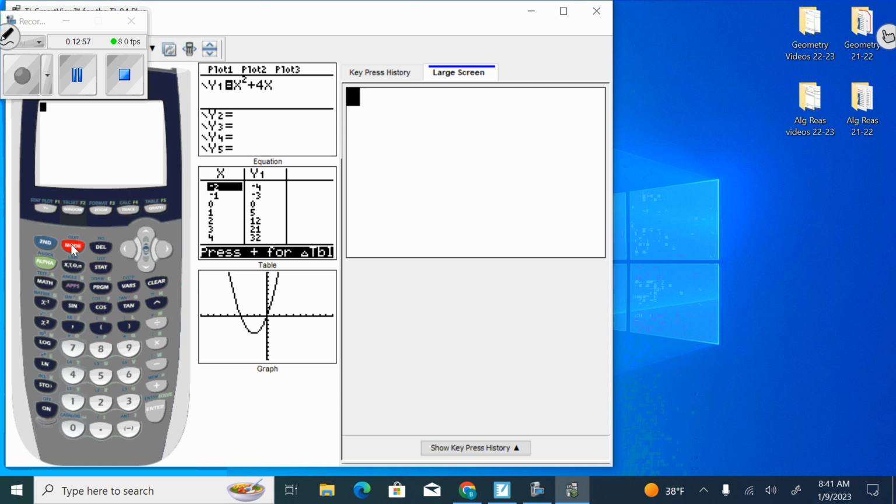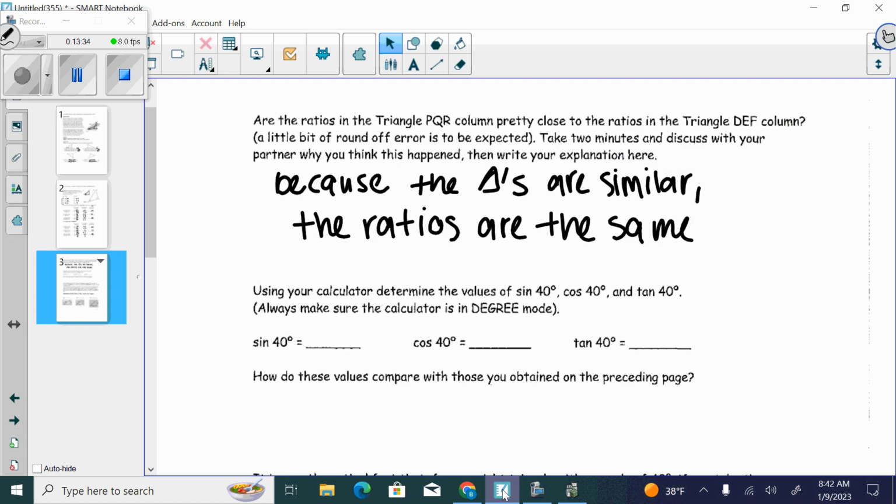All right, so then you're going to go back to your home screen, and they want us to determine the values of sine of 40, cosine of 40, and tangent of 40. All right, so there are buttons for each of those right here. So we're going to start with sine. So you'll press the button that says S-I-N right here. And it should open a parenthesis. You're going to put 40 in the parenthesis, close the parenthesis, and hit enter. And it'll give you what sine of 40 approximately is. Just like previously, we're just going to go 2 decimal places. So this would be approximately what? 0.64, very good. Okay, so sine is approximately 0.64.